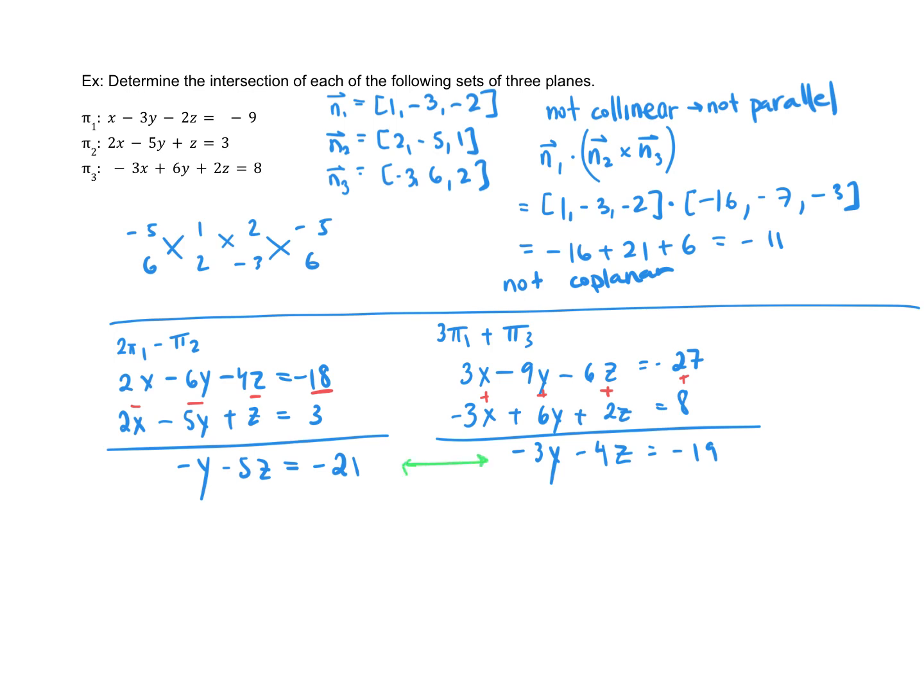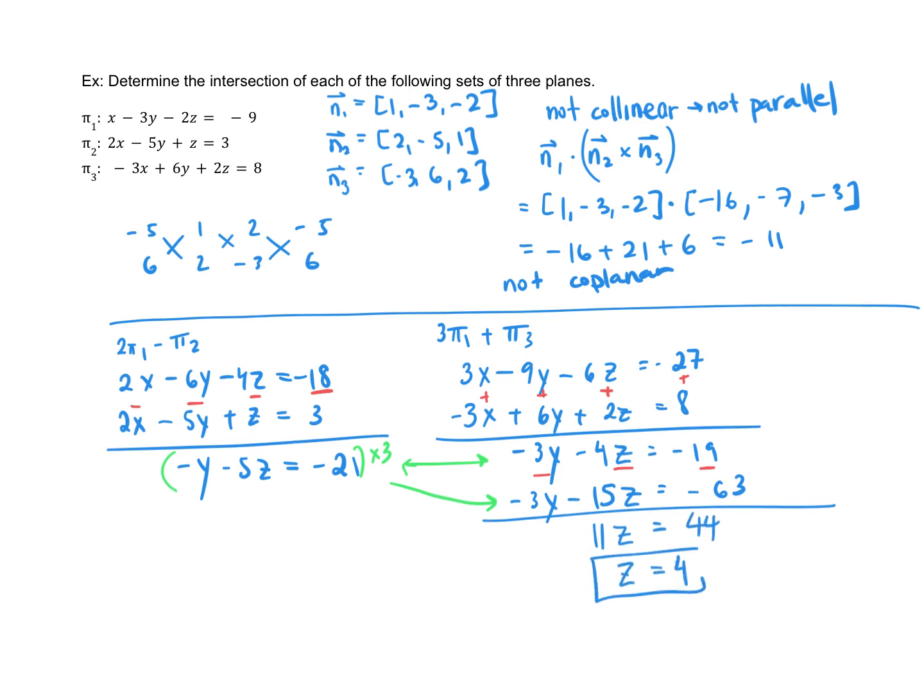And now we have two equations, two unknowns, so one more elimination here. And I'm just going to triple this equation. And I'm going to write it out right here. So -3y, -15z, and -63. And now subtraction will do the trick. So the y's are gone. We have 11z, and we have 44. And if we divide by 11, the z component of the point of intersection is 4.